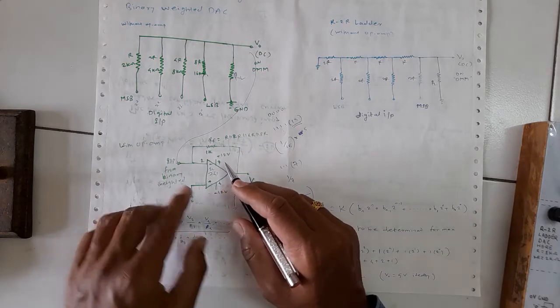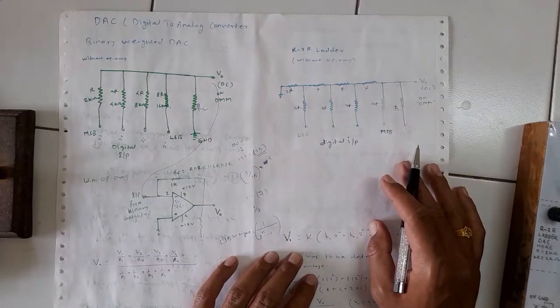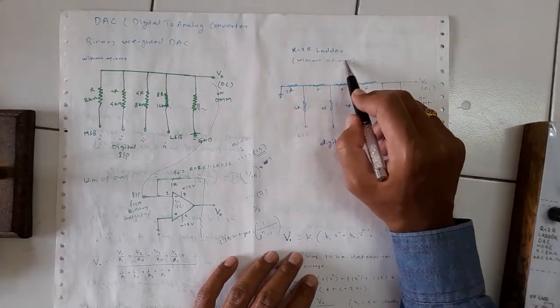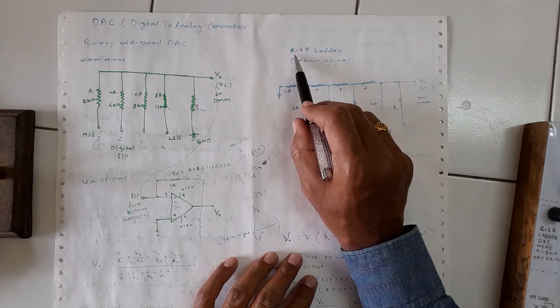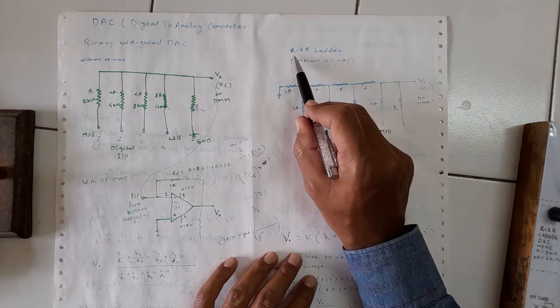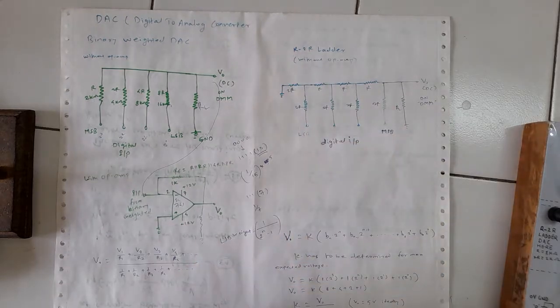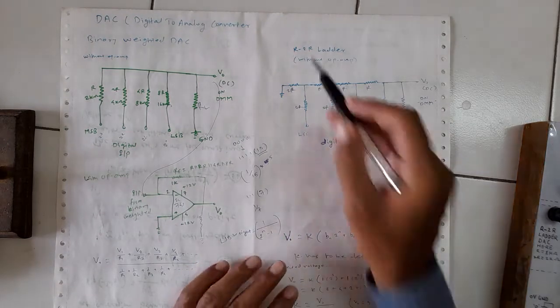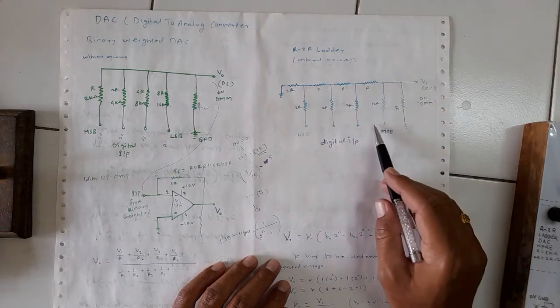Now the other type of DAC is the R2R. Its name itself represents the network and explains its phenomena, that only R and 2R type resistances are used in the construction of the network.